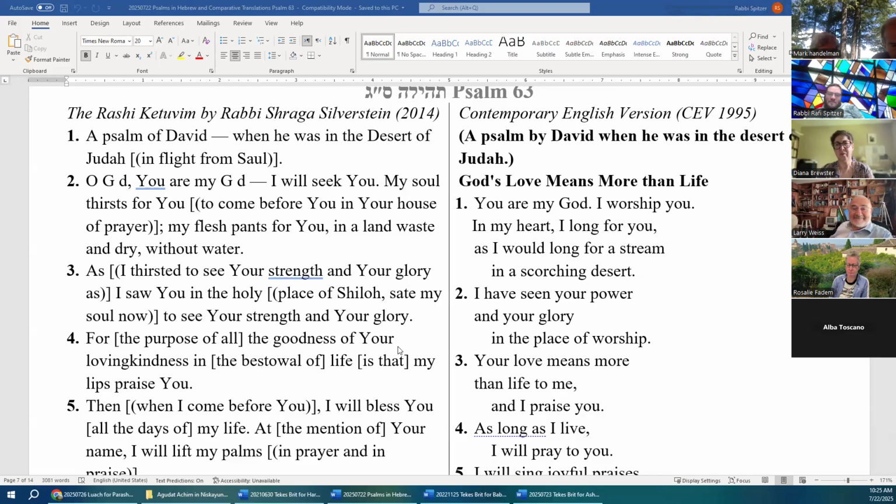We left at midnight after the full moon rise, and we walked from midnight till 8 a.m. from the outskirts of Jerusalem to the Dead Sea. And then we got a bus back from the Dead Sea to Jerusalem. And that's the desert. That's the desert that David is talking about here. That's Midbar Yehuda.